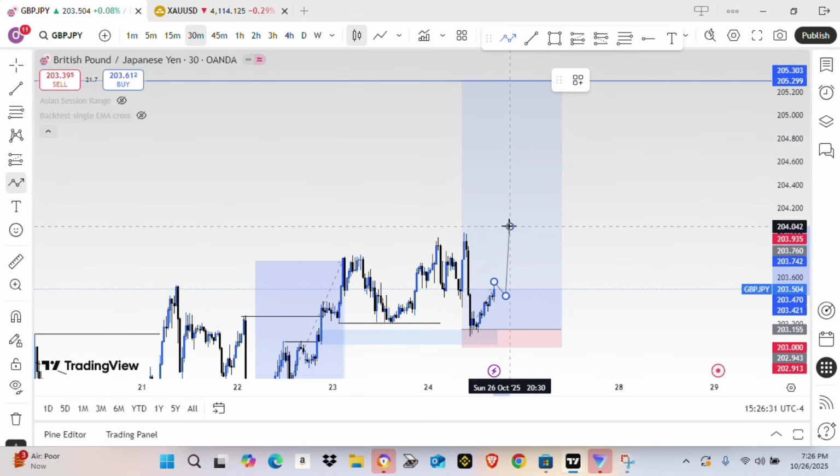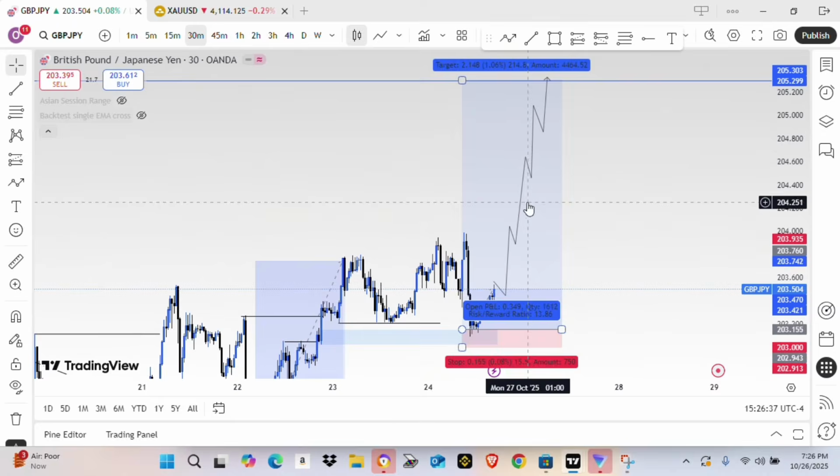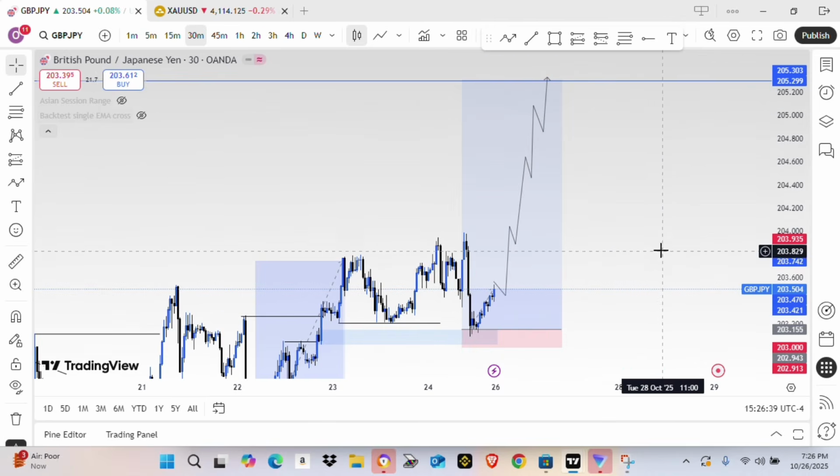So exactly what I'm expecting, and let's see if the market opens and takes me out. Not bad, but if it works in my direction, you'll see, which I believe is going to get to my direction.